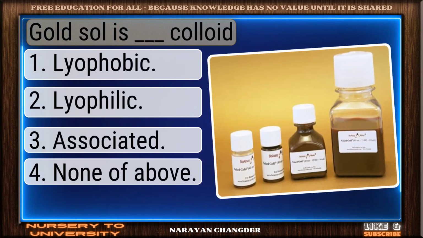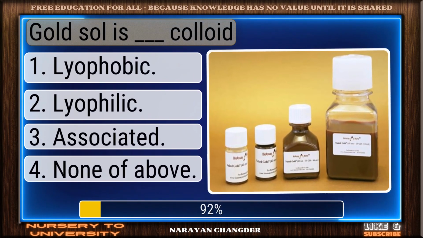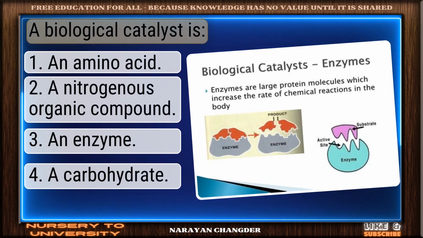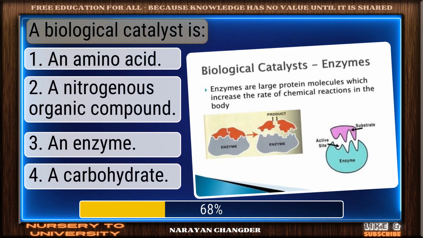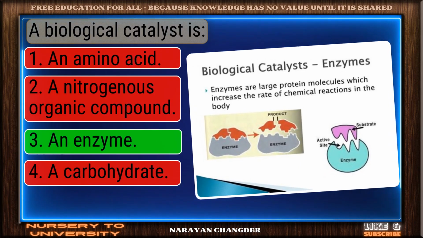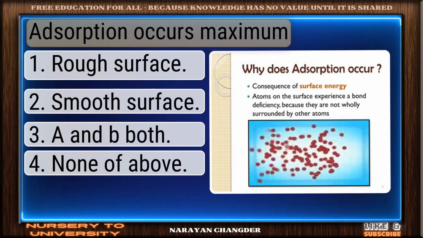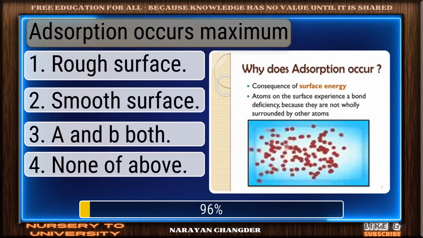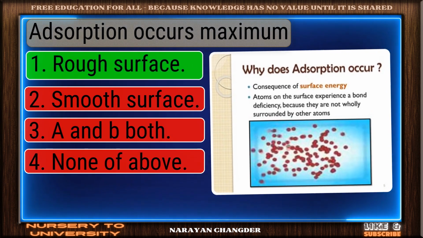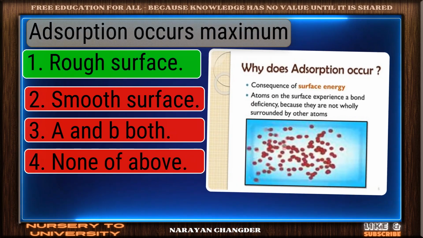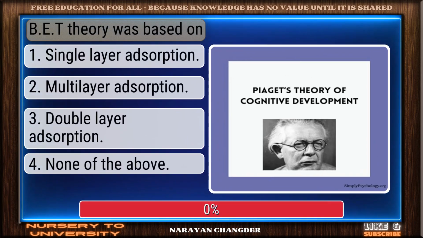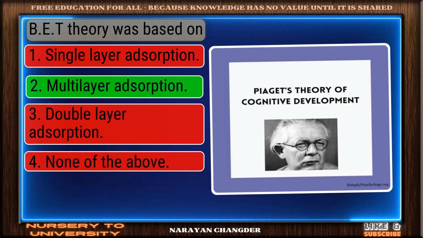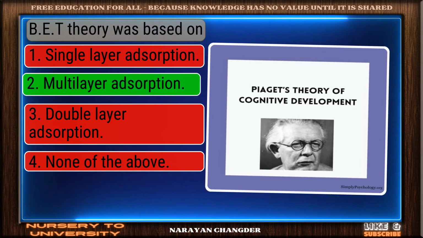Gold sol is dash colloid. Excellent. Lyophobic is a brilliant choice. A biological catalyst is you're right. An enzyme is the correct answer. Adsorption occurs maximum. Perfect. Rough surface is the correct choice. BET theory was based on solid response. Multilayer adsorption is a valid choice.